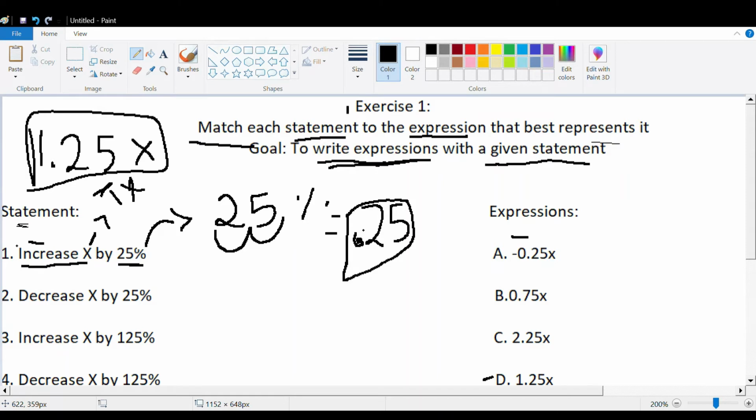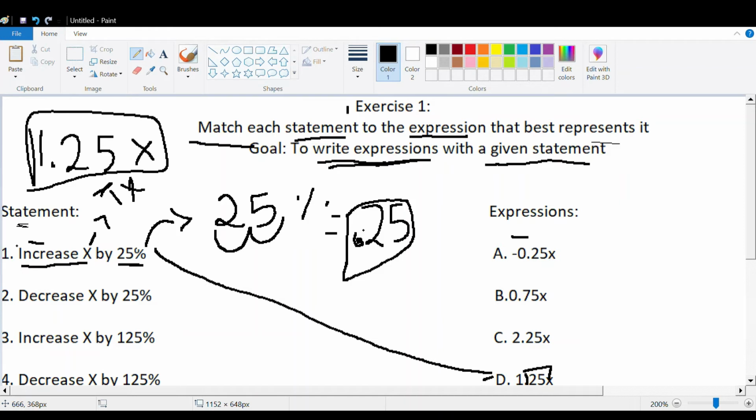So we can match 1 with D right there. And just to be clear, it's D because, first of all, there's a 25 right there, so it makes sense. Second, we are increasing our value of x by 25%. So we are adding 25% of that x to the x. Now let's apply this same method with number 2.